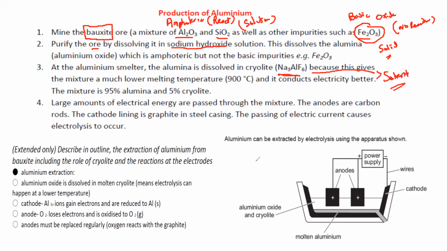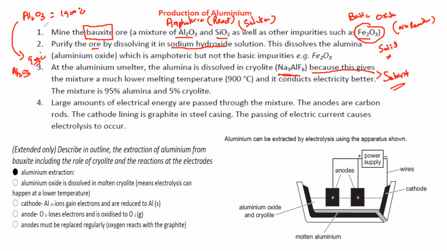So we use cryolite as a solvent so that it can dissolve aluminum oxide. And there is also another reason for adding cryolite. It lowers the melting temperature of aluminum oxide. Normally, pure aluminum oxide will melt at 1900 degrees centigrade. But when we mix in cryolite, because impure substances have a lower melting point, the same aluminum oxide now becomes impure and it will melt at around 900 degrees centigrade.